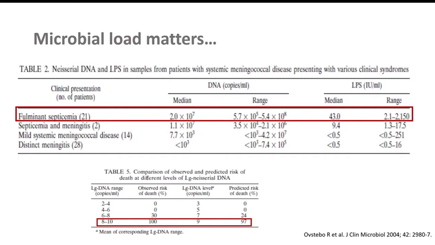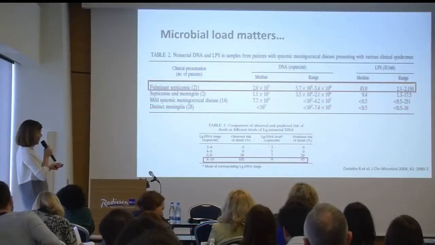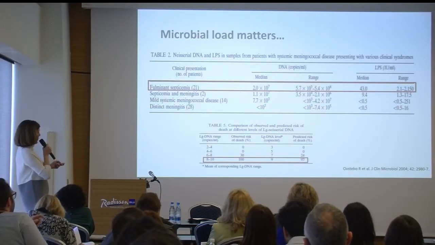And on the other hand, patients with distinct meningitis or mild systemic meningococcal disease had a much lower level of DNA copies as well as LPS. And when they did logistic regression analysis, they also learned that perhaps from this we could predict the outcome of the disease and say whether the patient who has a high level of DNA copies is probably going to die, and the mortality in this group was 100% when the copies were really high.